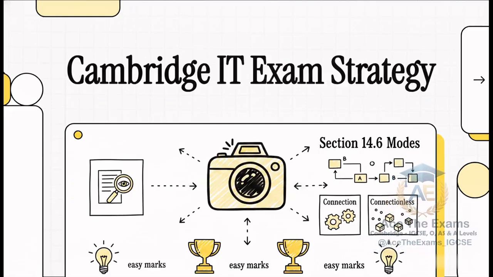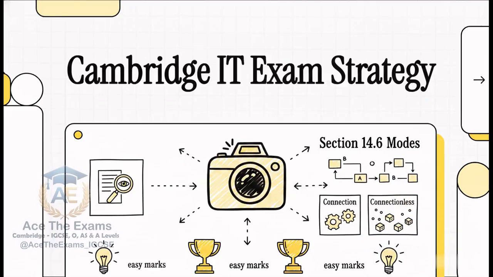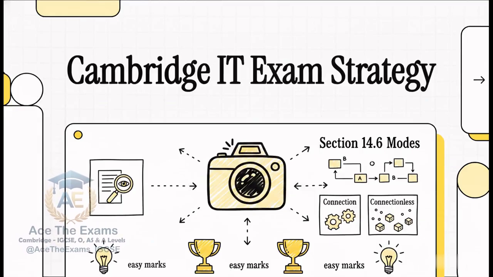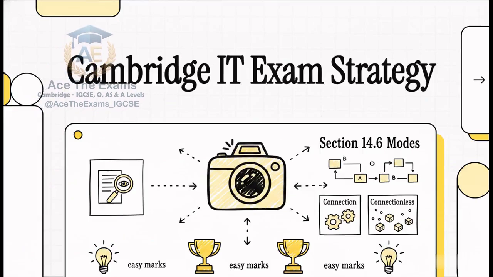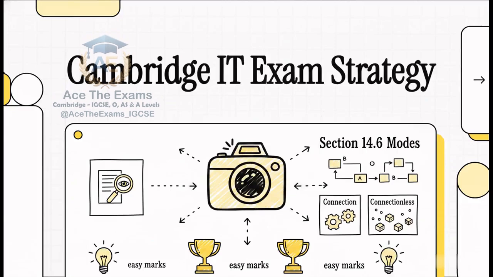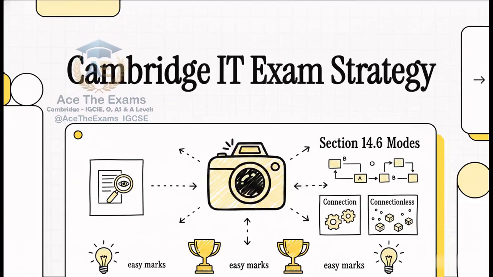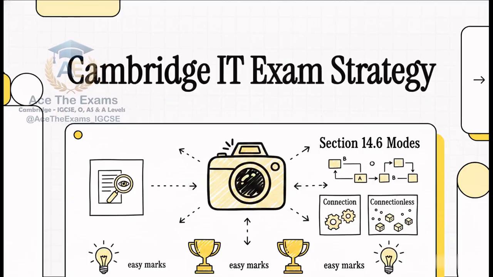Today, we are focusing on one of the most infamously misunderstood areas across all the major syllabuses. We're talking 0417, 0478, 2210, 9618, and especially 9626. We're diving deep into section 14.6, Connection versus Connectionless modes. Over the next chunk of time, we are going to completely deconstruct the exact step-by-step strategies that top-tier students use to frame their answers perfectly. We're going to discover exactly how you can stop leaving so many easy, guaranteed marks on the table.